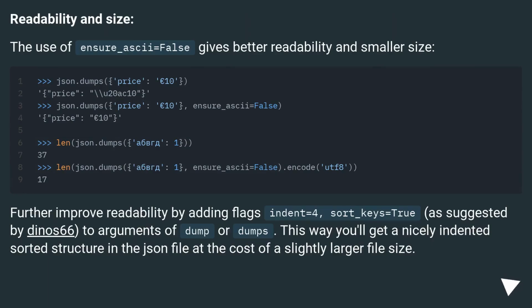Readability and size: the use of ensure_ascii equals false gives better readability and smaller size. Further improve readability by adding flags indent equals 4, sort_keys equals true, as suggested by Dinos66, to arguments of dump or dumps. This way you'll get a nicely indented sorted structure in the JSON file at the cost of a slightly larger file size.